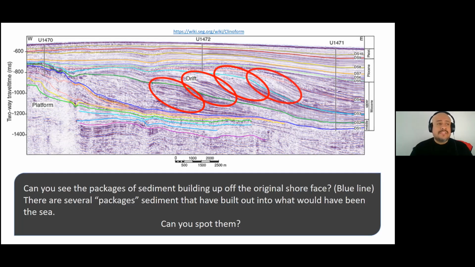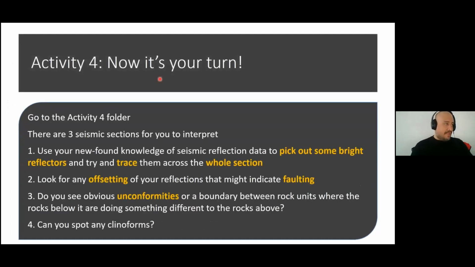Okay, so now it's your turn, guys. Go to activity 4, and you are going to see 3 different sections for you to interpret. Use your newfound knowledge of reflection data to pick some bright reflectors, try some across the whole section. Look for any offsetting. Maybe you are going to have some faults in there. Do you see any obvious unconformities?